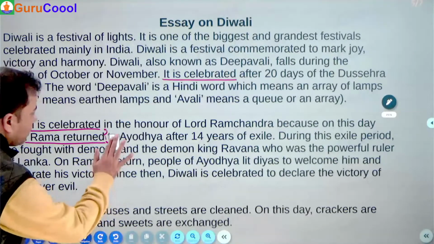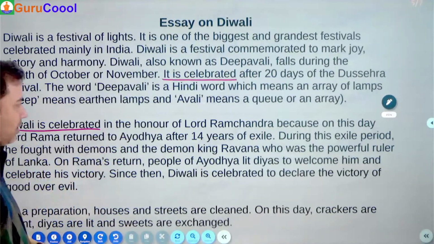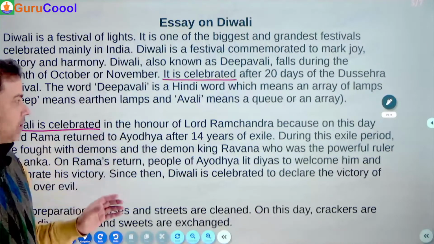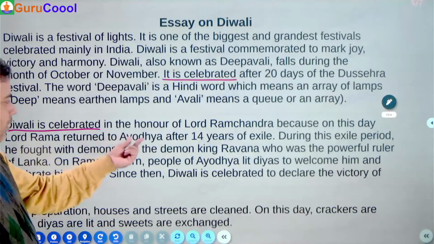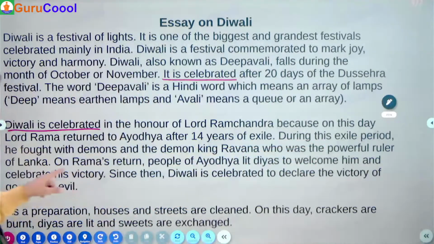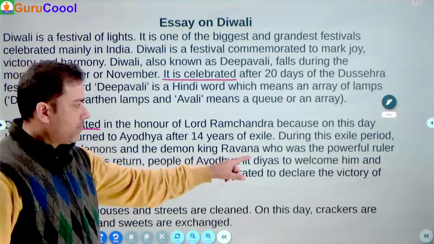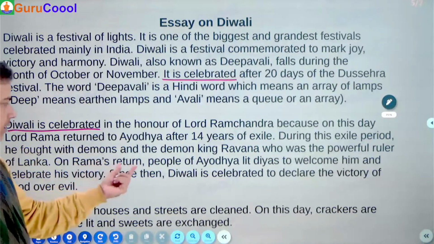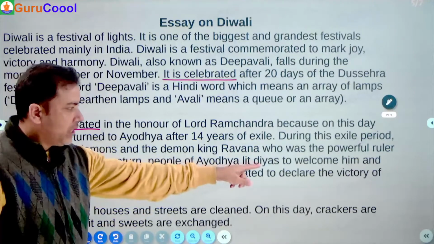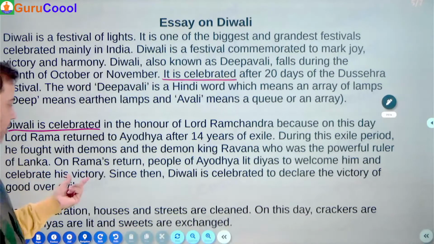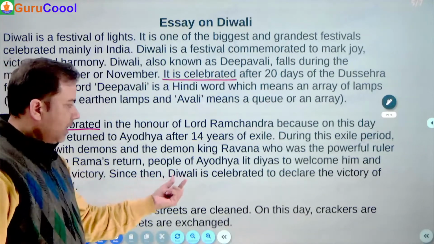But I'm not going to highlight this because my motive is to highlight only the passive voice. So we are trying to find out simple present passive voice. Returned to Ayodhya after 14 years of exile. During this exile period, he fought with demons and the demon king Ravana, who was the powerful ruler of Lanka. On Rama's return, people of Ayodhya lit diyas to welcome him and celebrate his victory. Since then, Diwali is celebrated.